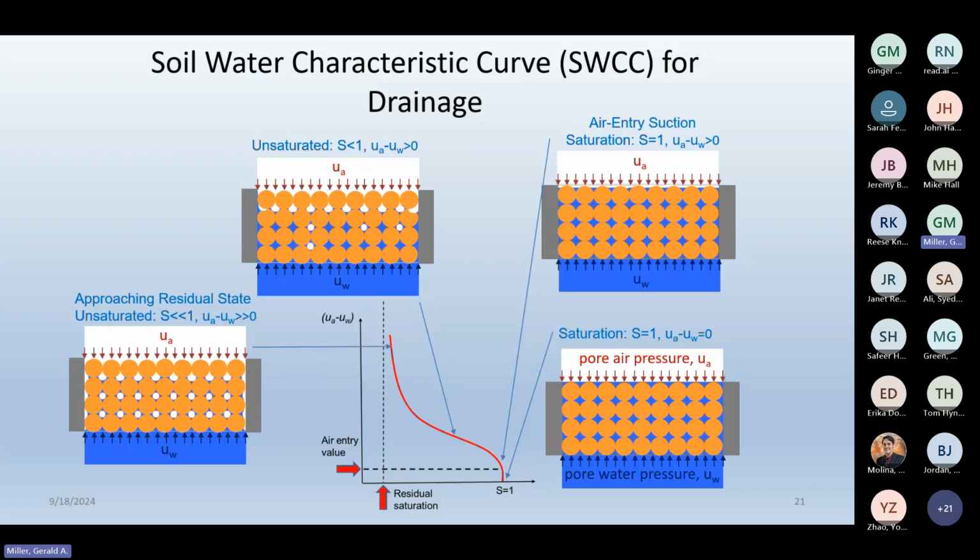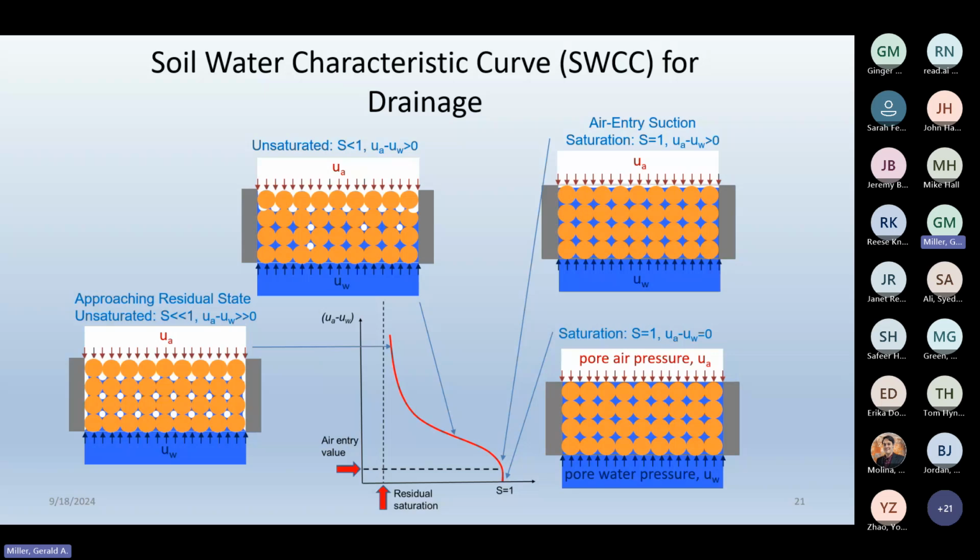So remember, suction is the difference between UA and UW. So to control it, we could either change UW, or we can change UA, or we can change both. Kind of like effective stress. As long as you achieve the target value you want, the behavior will be the same. So often in these types of tests, we'll increase UA to create the suction.